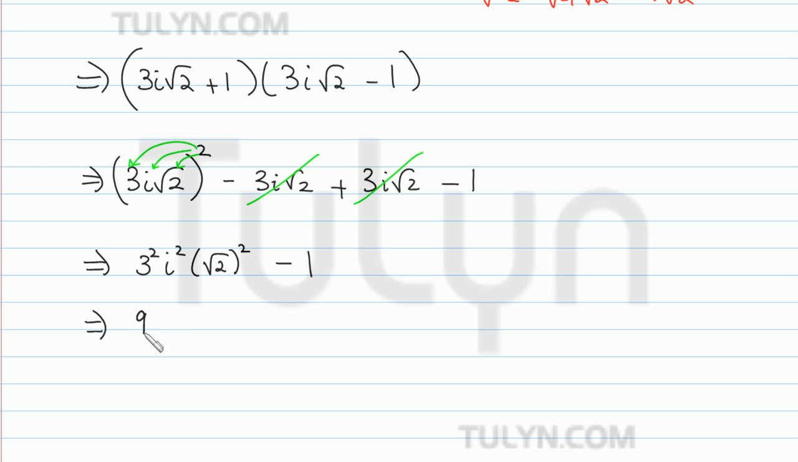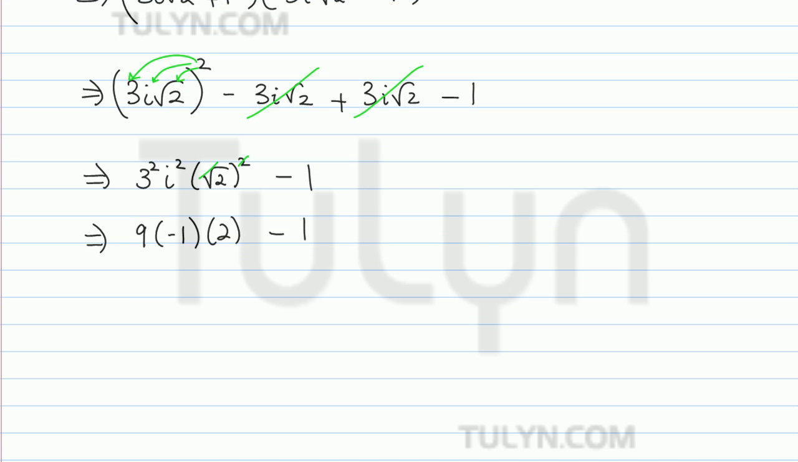So 3 squared is 9. i squared is defined to be negative 1. And then the square root of 2 squared, well, the square and the square root cancel out, so we're just left with 2. And then minus 1 at the end. And then finally, 9 times negative 1 times 2 is negative 18, minus 1, which gives us negative 19. And we've reduced the answer completely, so we're done.